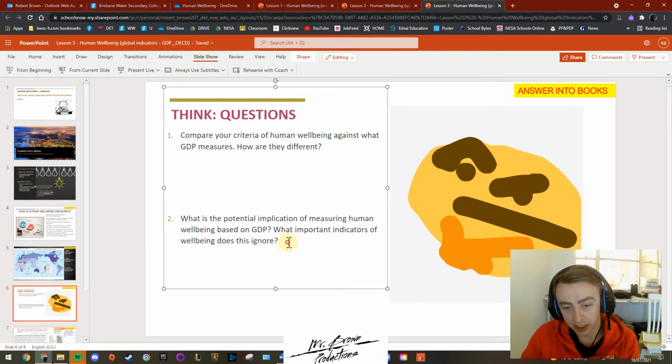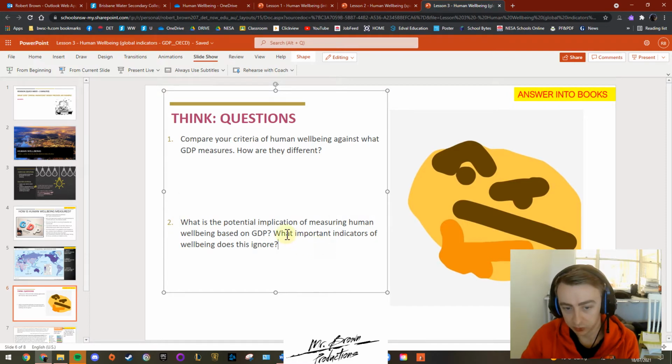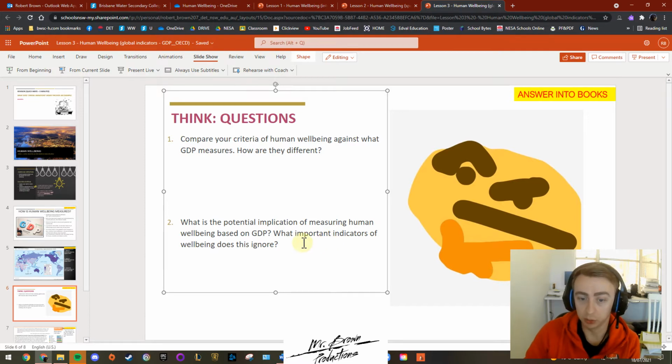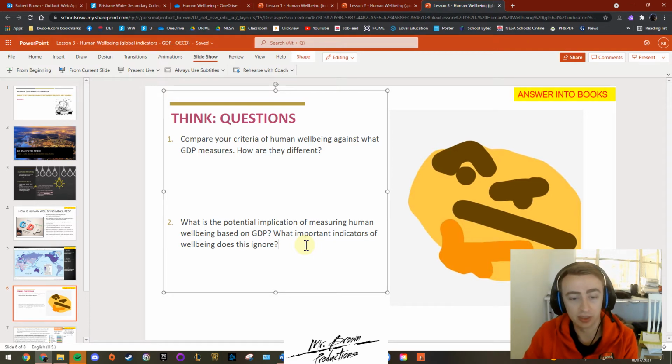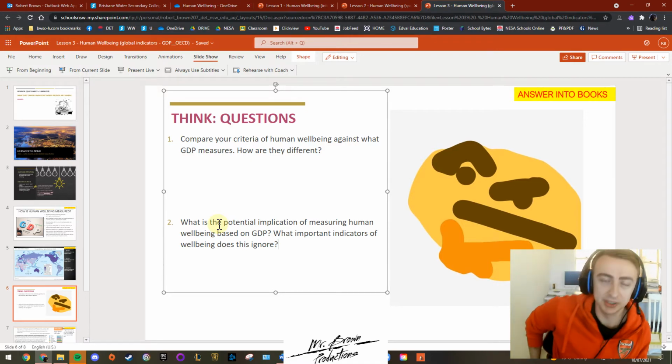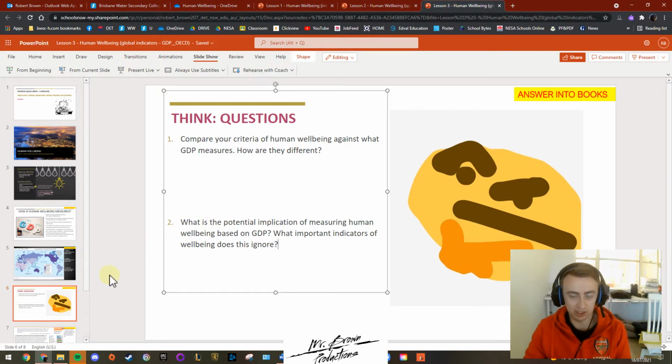And then in question 2, what do you think the potential implication is? Implication being problem. So what do you think the potential problem of measuring human well-being based off GDP could be? What important indicators do you think it might be missing, or ignore? In other words, what could be the problem with basing the measurement of a country's human well-being solely on how much money they earn? Answer it below, and your teacher will obviously check those answers for you.